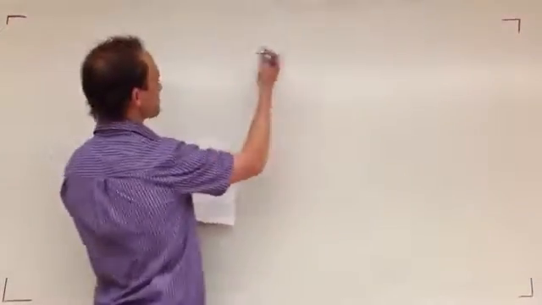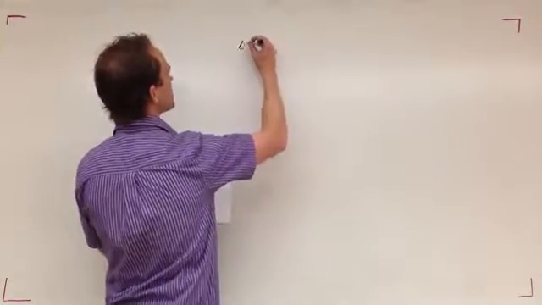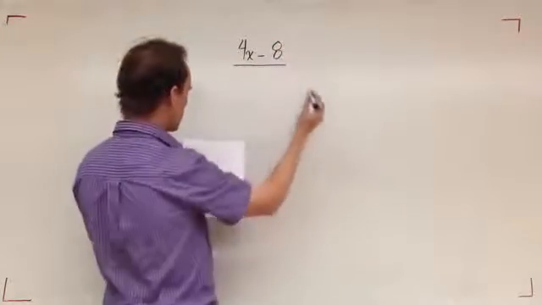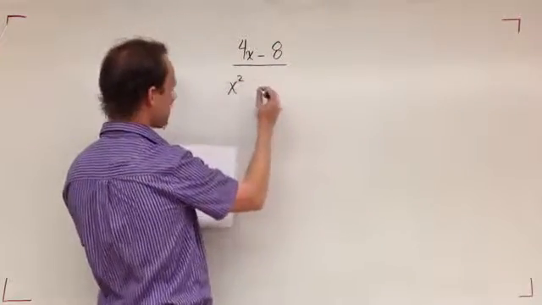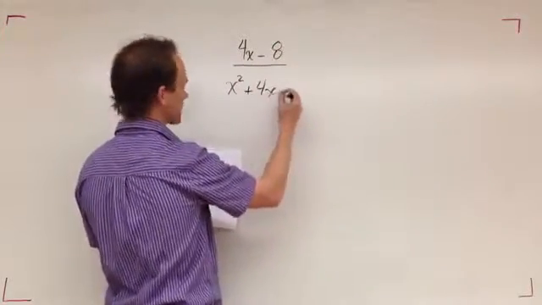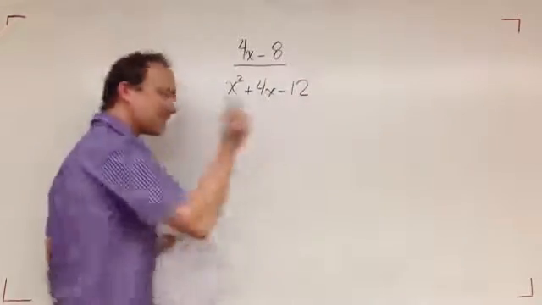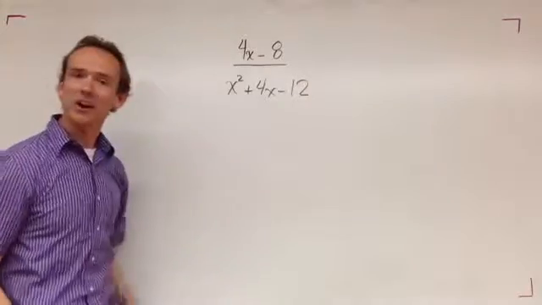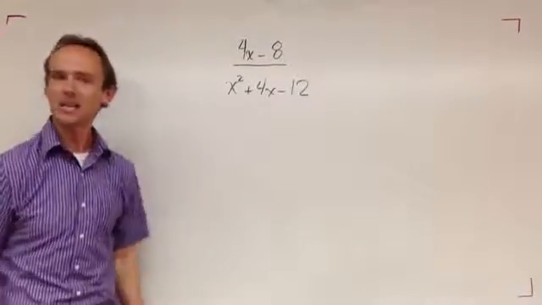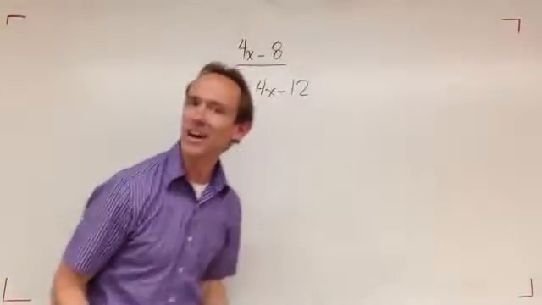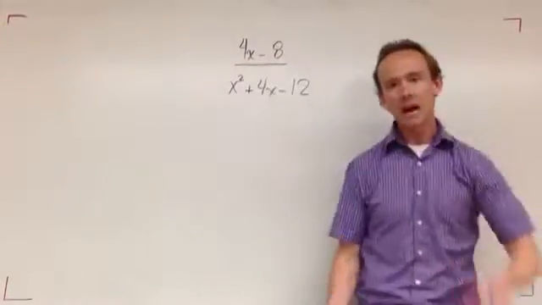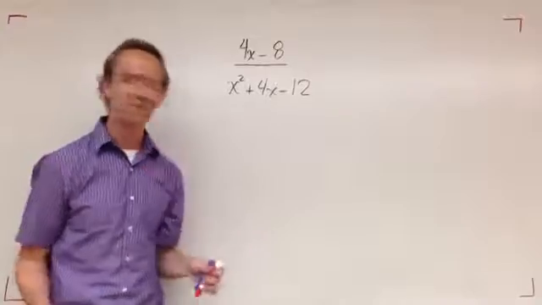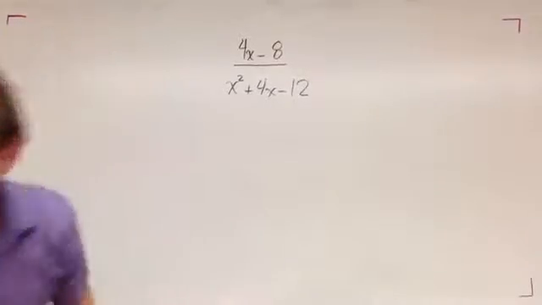Here's the first one. We got 4x minus 8 over x squared plus 4x minus 12. This is a rational expression because this is a fraction. Those are variables. Voila! Rational expression. So how do we simplify it, you ask? Well, I'm going to break out the red pen for this one.